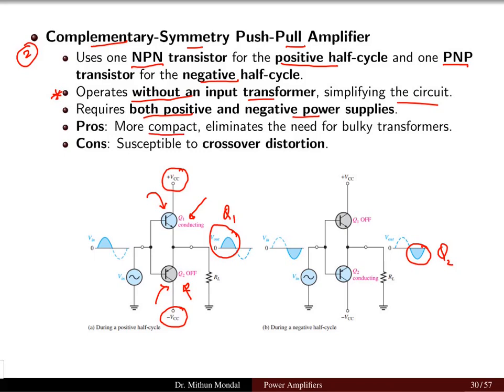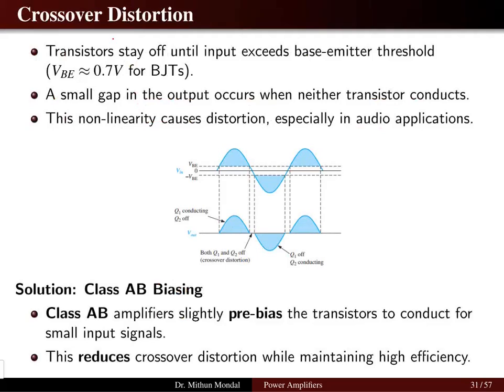This circuit is more compact, eliminating the need for a bulky transformer. This is the pro. The con, or limitation, is that it is susceptible to crossover distortion, which is common in class B amplifiers, whether we use a transformer or two transistors in PNP and NPN mode. The crossover distortion occurs because the transistor stays off until the input exceeds the base emitter threshold voltage, which is 0.7 volt for a BJT.